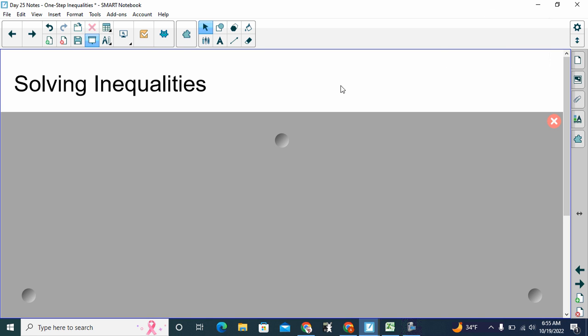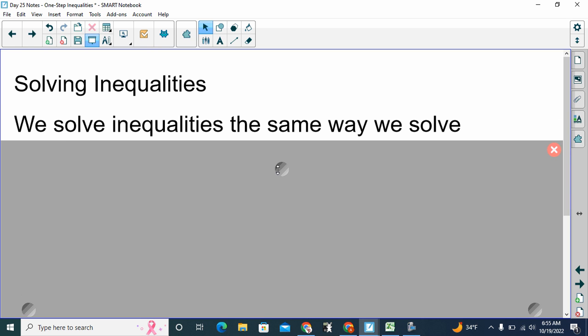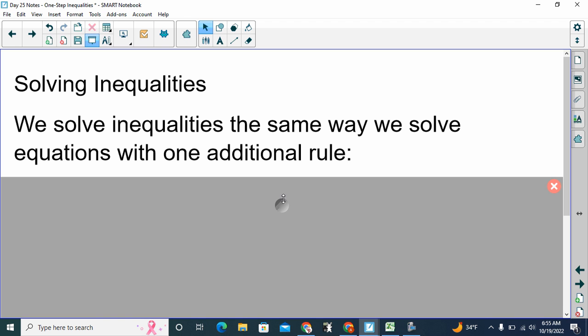Today's notes are the beginning of solving inequalities. We will be solving inequalities over the next several class periods. We solve inequalities exactly the same way we solve equations. There's just one additional rule, one more thing we need to keep track of.